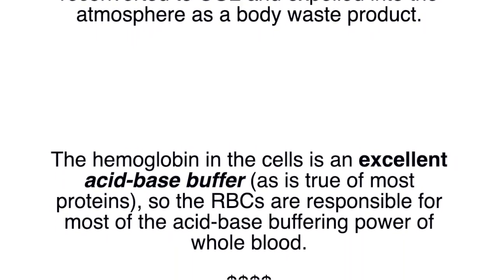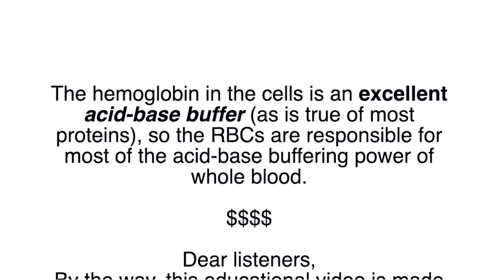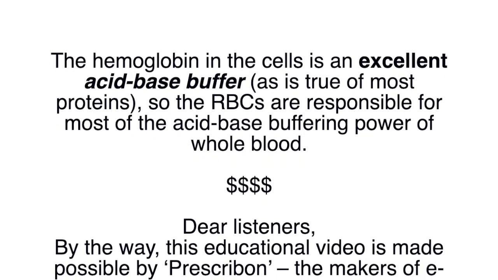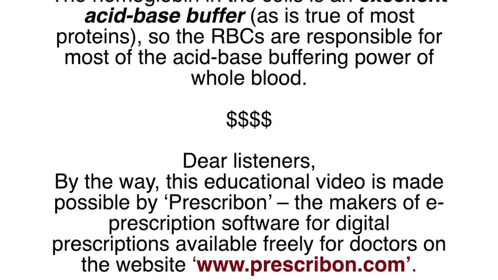The hemoglobin in the cells is an excellent acid-base buffer, as is true of most proteins. So, the RBCs are responsible for most of the acid-base buffering power of whole blood.